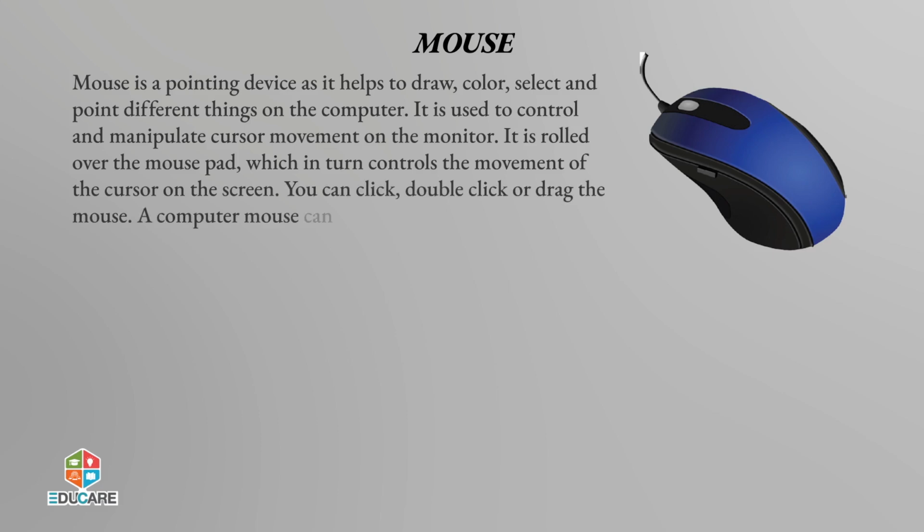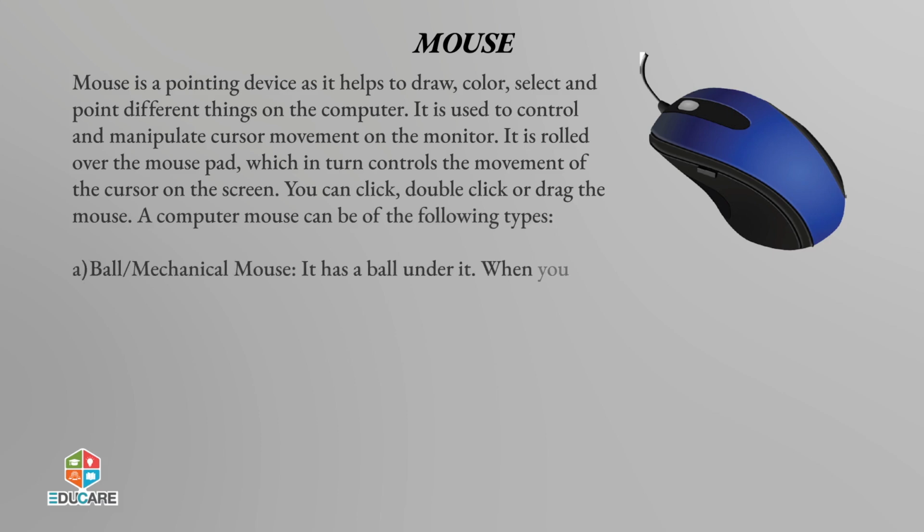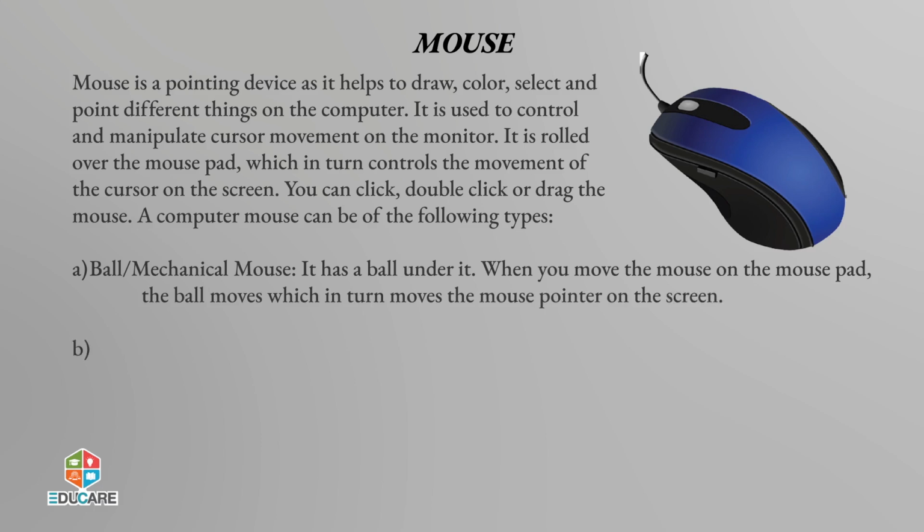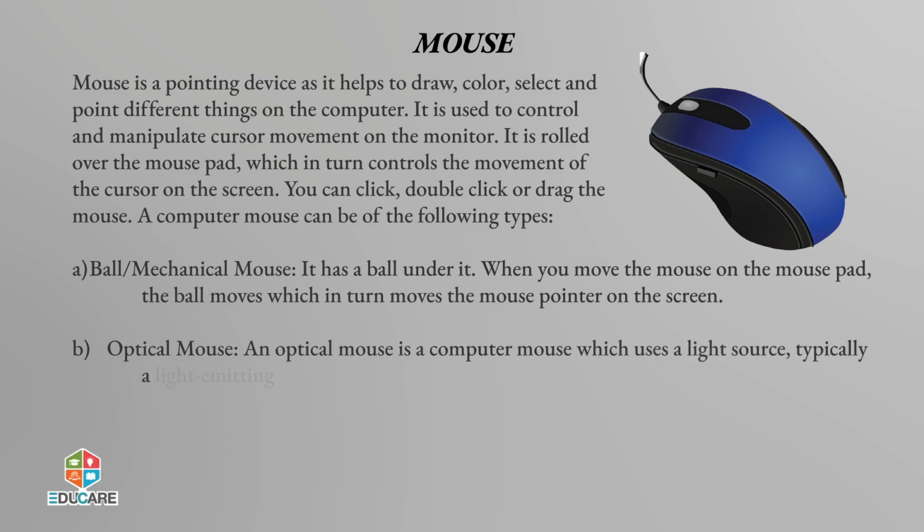A computer mouse can be of the following types: Ball or mechanical mouse. It has a ball under it. When you move the mouse on the mouse pad, the ball moves, which in turn moves the mouse pointer on the screen. Optical mouse. An optical mouse is a computer mouse which uses a light source, typically a light-emitting diode. It is faster and smoother than a mechanical mouse.